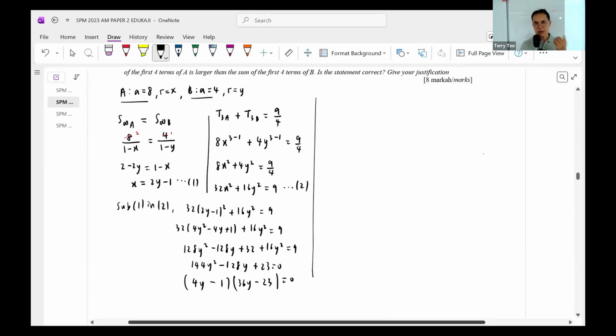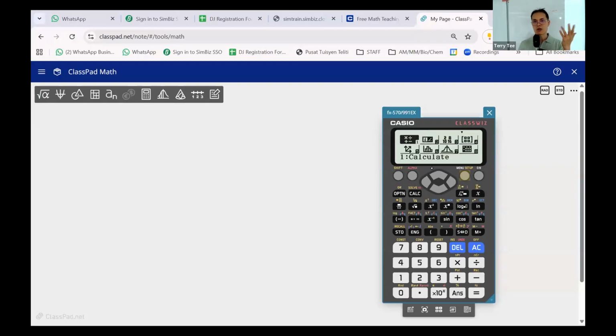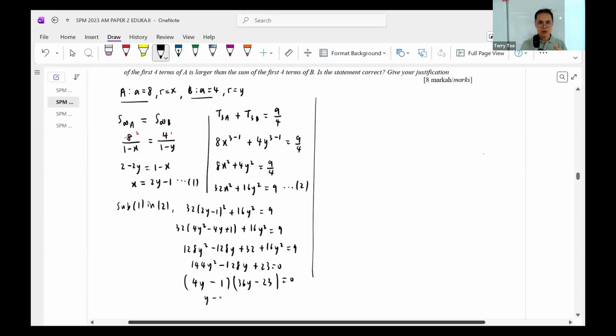Now, guys, you can also do it this way. I know this is not a secret anymore; a lot of people know that you can just use your calculator, enter the equation, press equals, choose polynomial, degree 2. The first one is 144, the second one is negative 128, the last one is 23. You can do it directly. So what's your y value? Your y is 1 over 4 and 23 over 36.